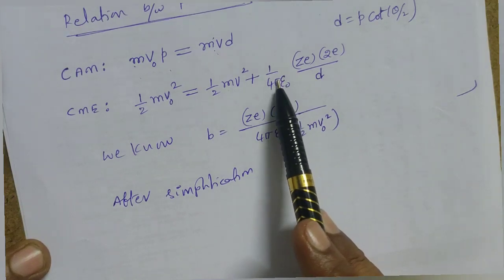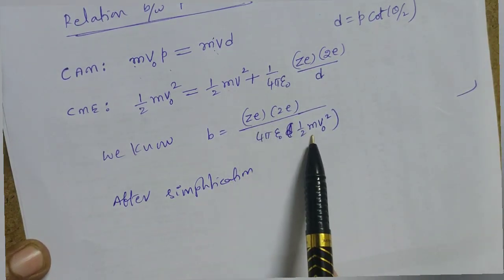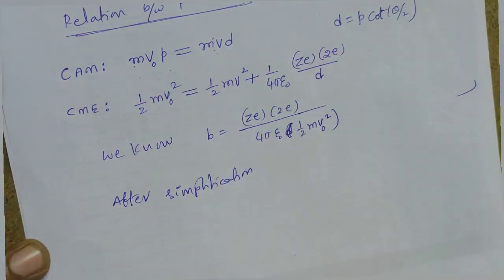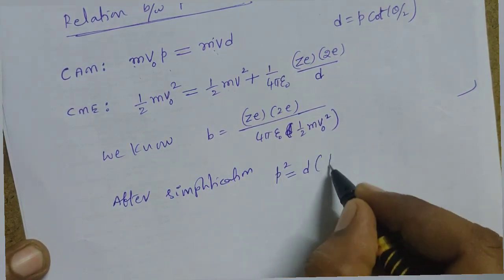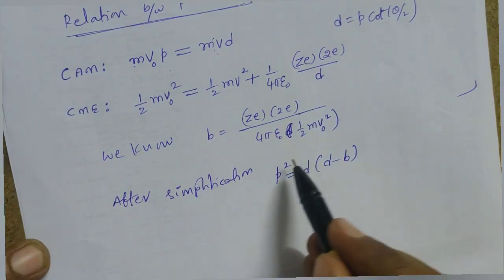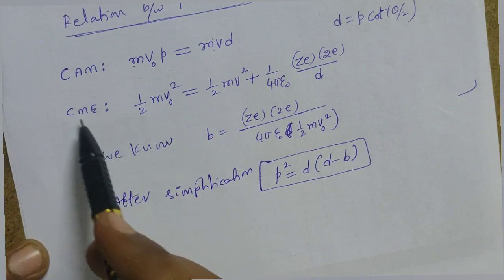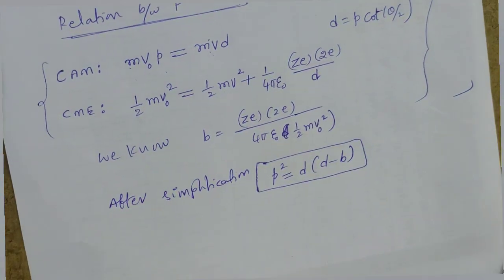In place of 1 by 4 pi epsilon naught ZE to E, we write 1 by 4 pi epsilon naught ZE, half m v naught square B. Then half m v naught square will cancel. Then what you will get here is P square is equal to D into D minus B. This equation is very, very crucial for us. I am leaving the simplification of these two equations for you, so you can solve it yourself.